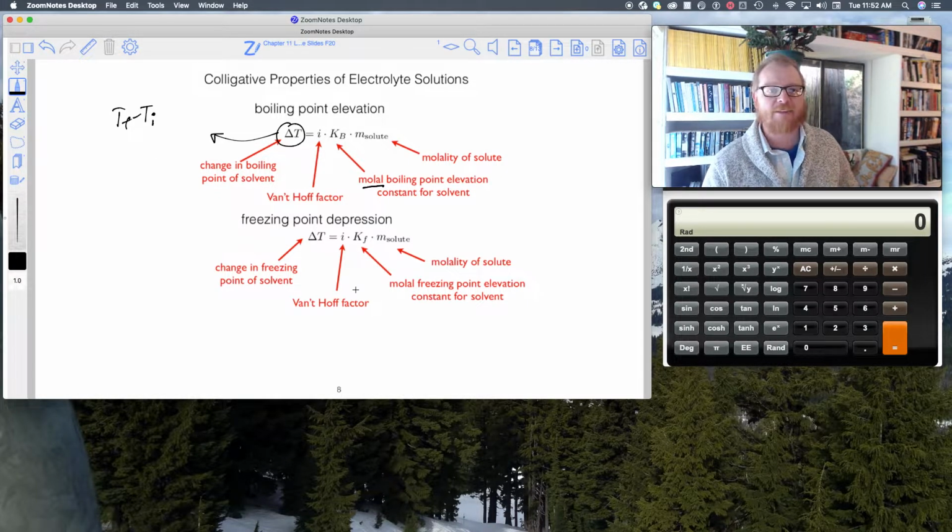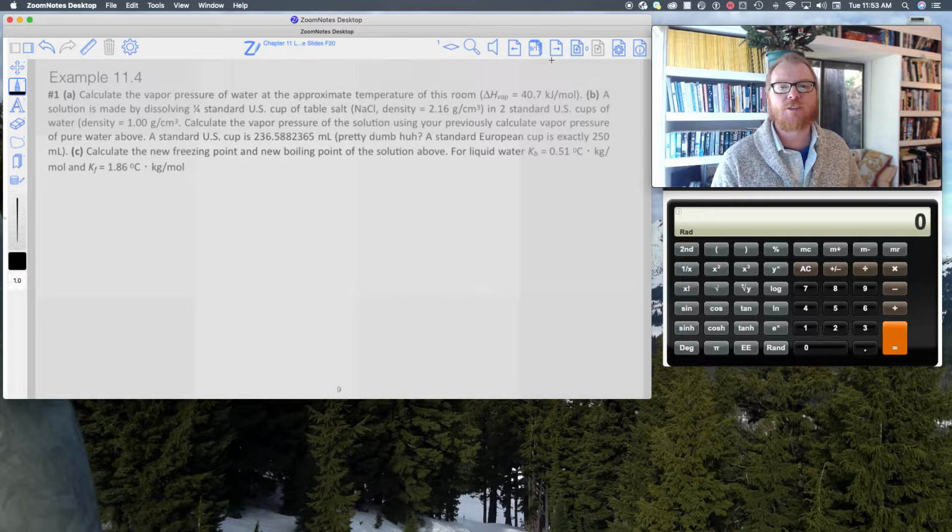You will be given that constant. And then this lowercase m, that's the molality. So I told you this would come back, the molality. So if we look at the freezing point depression equation, it's very similar. The only difference is instead of using KB, you use a different constant, Kf, which is the molal freezing point elevation constant. Oops, that should say molal freezing point depression constant. Okay, let's do a sample calculation.